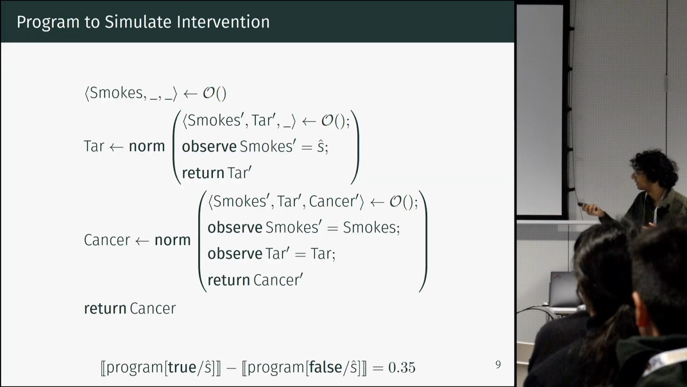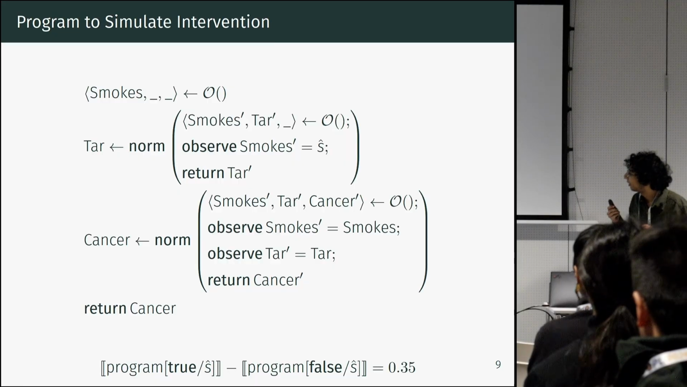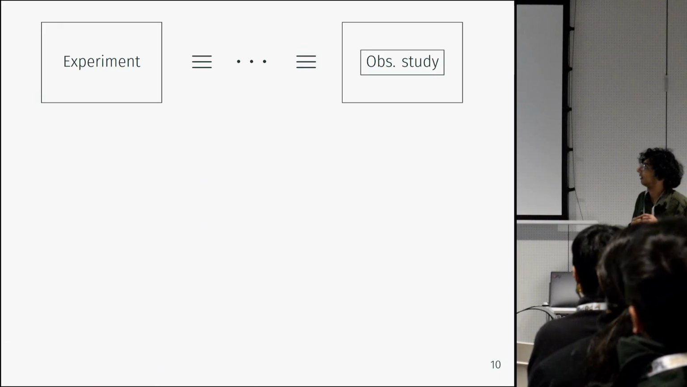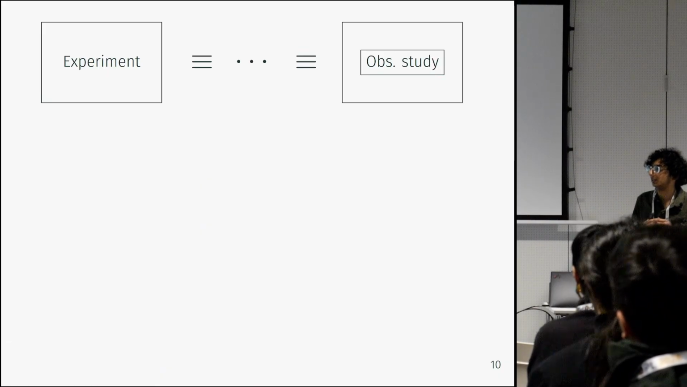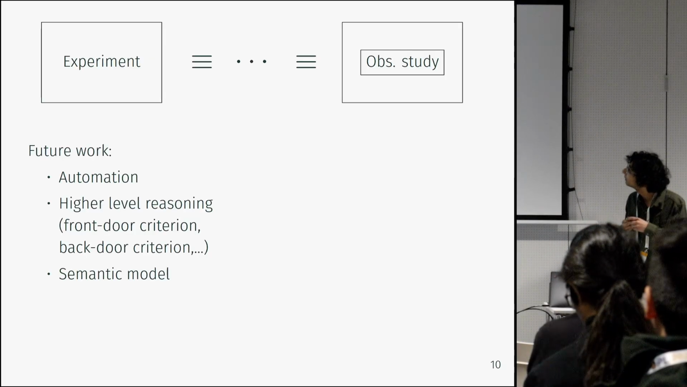And so we can do the same thing as earlier, substituting in true and false for s hat and figuring out what the answer is. And hopefully we would get the same answer, assuming we had some estimate for the distribution of O. So yeah, that's the crux of it. We want to turn programs representing experiments into programs which use observational studies that can simulate them.